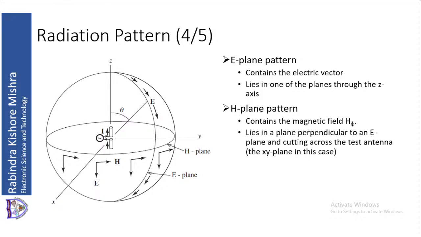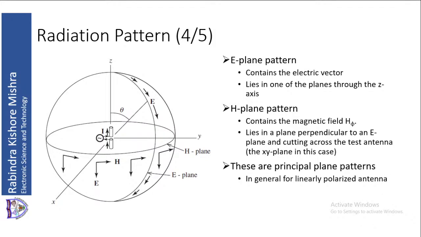When we take the measurement, if we are considering the E pattern, then we will consider the E pattern for phi equal to 0 or phi equal to pi by 2. These are the two planes that we consider. These are called the principal plane patterns. The E plane pattern and H plane pattern are called the principal plane patterns. In general, these are for linearly polarized antennas. We consider the E plane pattern or H plane pattern.